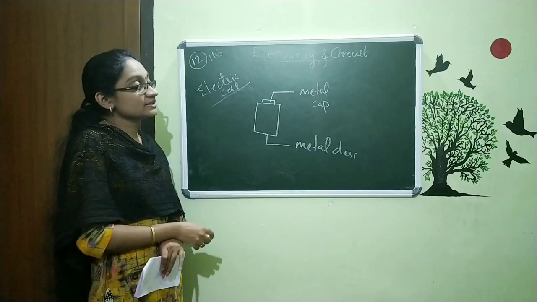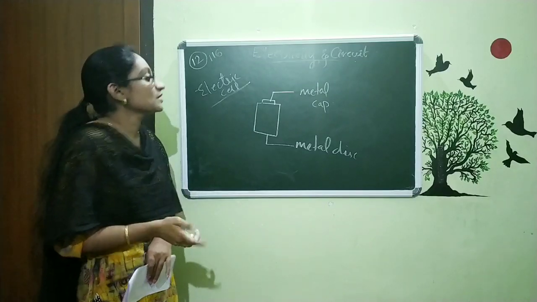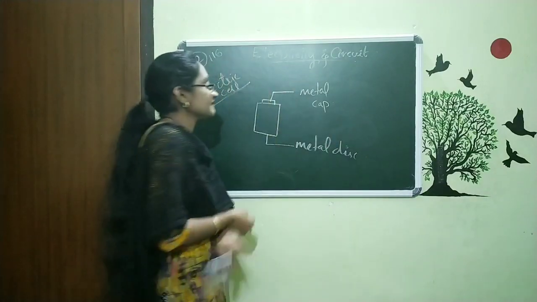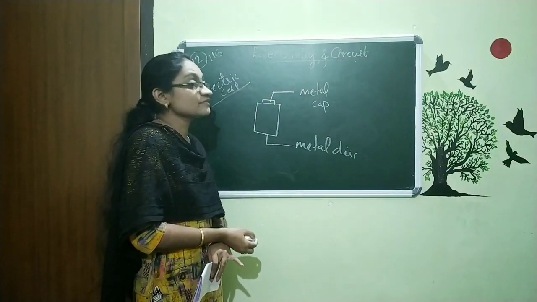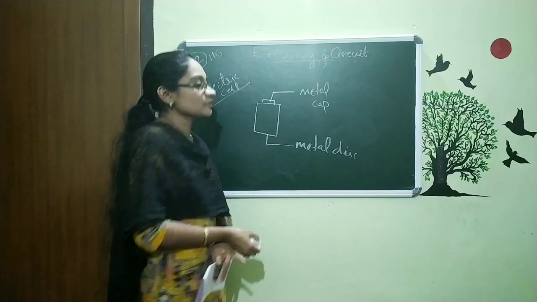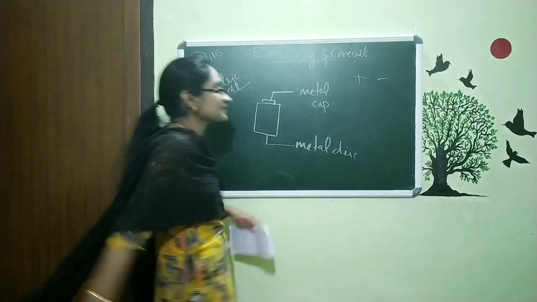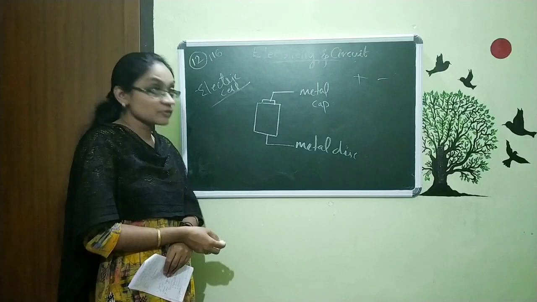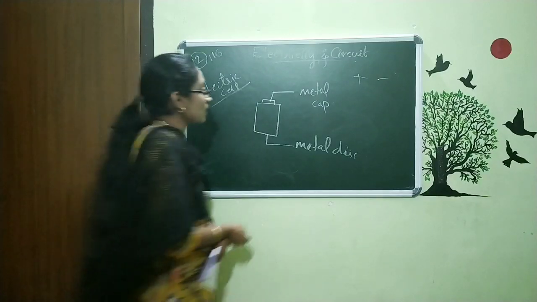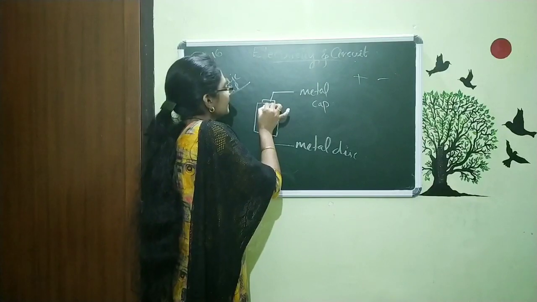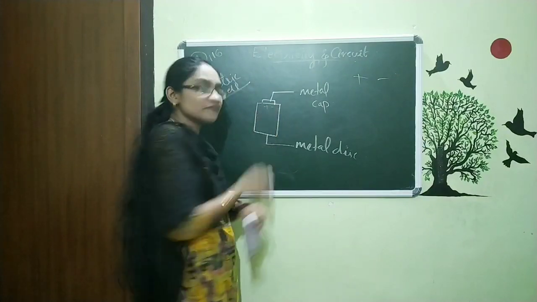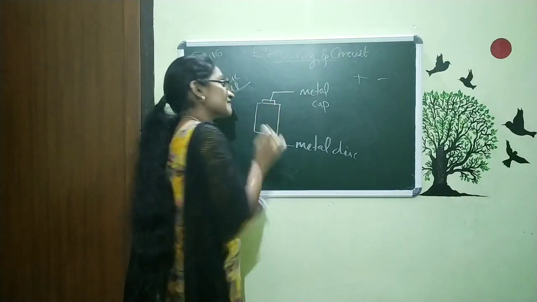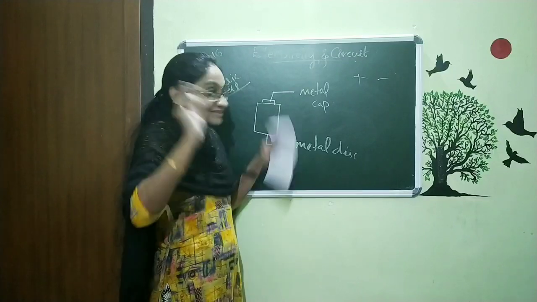For the electric cell, we have mainly two parts. One is the metal cap and the other is the metal disc. And when you observe the battery, you can see some sort of plus and minus present on this cell. And what's that plus and minus? Does the positive or negative sign always stay on the same side? Does this sign have any importance?